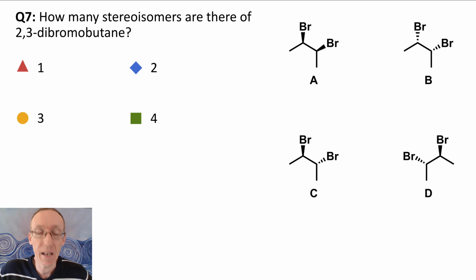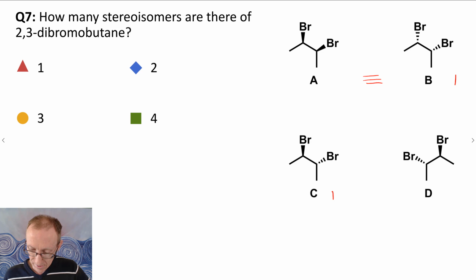Same compounds again. How many stereoisomers are there of this molecule, 2,3-dibromobutane? So we said that A and B are equivalent. So they're not stereoisomers, they're the same compound. So that's 1. C is another stereoisomer, 2. And D is a third stereoisomer, 3. So there's 3 stereoisomers that we can find amongst these drawings here.